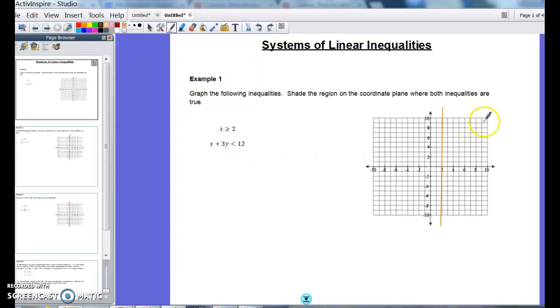And because it's greater than, I have to shade to the right. So I would be shading everything to the right of that. So that would be everything over here would be part of that inequality.